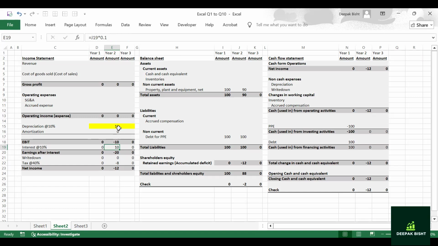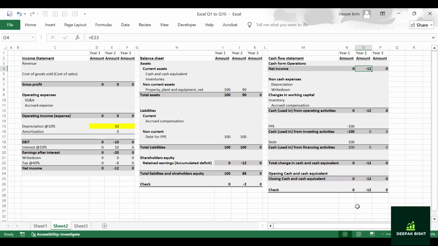So we have paid a depreciation of $10 here, and we have paid an interest of $10 here. So in total we have paid $20, and because of the tax deduction, the net income is now down by $12. And this will be reflecting here also. So the second condition was no debt was paid. Interest 10% and depreciation 10%.